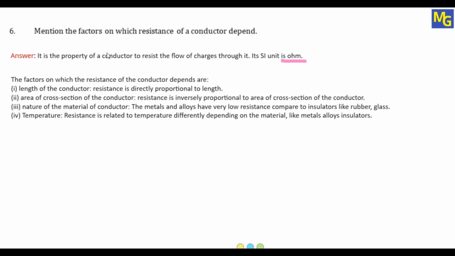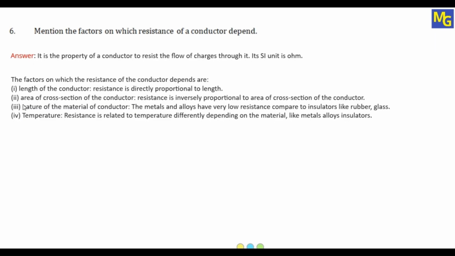So here we have to write the factors which decide this resistance. So which are the factors? First factor is length of the conductor. Whatever conductor you are using, the length of that conductor is an important factor. Resistance is directly proportional to the length. Directly proportional means, if the length increases, resistance also increases. If the length decreases, resistance also decreases.